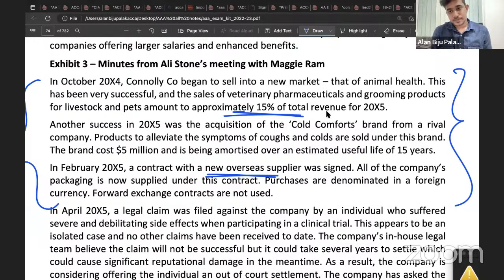Brand acquisition. Yes, they have acquired a brand called Comfort. So, which is the actual accounting treatment required there? IAS 38 intangibles. As per IAS 38, what should be the accounting treatment for the case? The brand should be treated as an intangible asset and should be capitalized. Then it should be amortized appropriately over its useful life of 15 years.